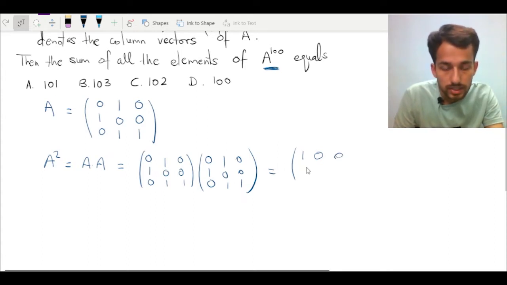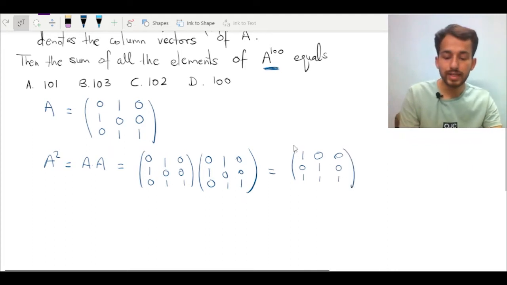Likewise, second row, first column, 0. Second row, second column, 1. Second row, third column, 0. Third row, first column, and it is 1. Third row, second column, and it is 1. Third row, third column, finally we are left with 1.